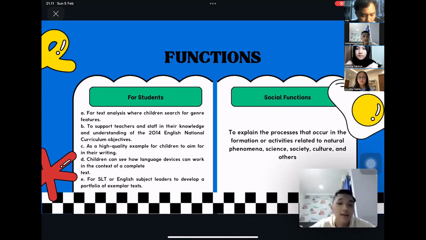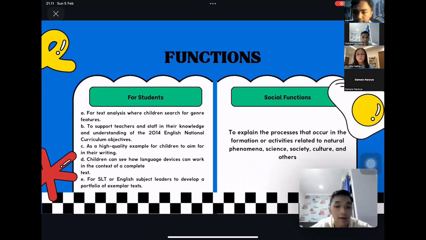Next, the function. For students, for text analysis where children search for genre features, to support teachers and staff in their knowledge and understanding of the 2014 English National Curriculum objectives, as a high-quality example for children to aim for in their writing. Children can see how language devices can work in the context of a complete text for each LT or English subject, and the reader can develop a portfolio of example texts. For social function, to explain the processes that occur in the formation or activity related to natural phenomena, science, society, culture, and others.